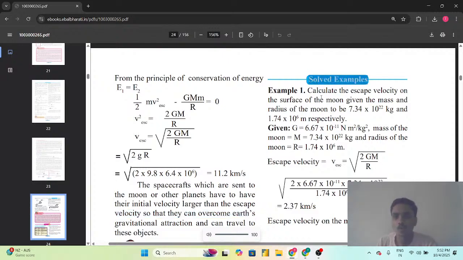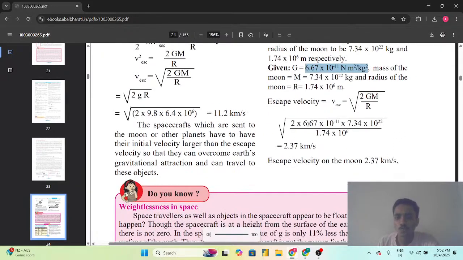So here we are having one solved example: calculate the escape velocity on the surface of the moon, given the mass and radius of the moon to be 7.34 into 10 raised to 22 kg and 1.74 into 10 raised to 6 meter respectively. We have the formula v escape is equal to under root of 2GM upon r. After putting the values, with the universal gravitational constant 6.67 into 10 raised to minus 11 Newton meter square per kg square, we will get the escape velocity as 2.37 kilometer per second. So escape velocity on the moon will be 2.37 kilometer per second.